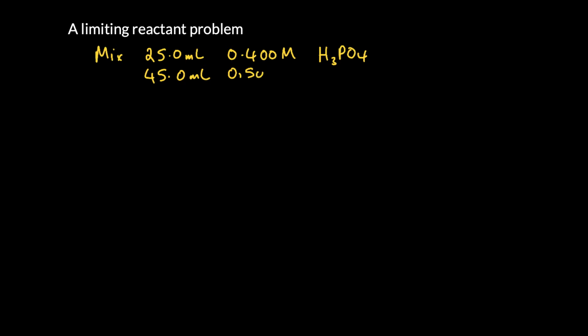Let's take an example of a limiting reactant problem. So let's say we mix two solutions together. We mix together 25 milliliters of 0.4 molar phosphoric acid. And these are all aqueous solutions with 45 milliliters of half molar sodium hydroxide.